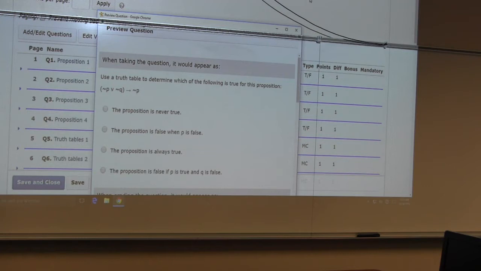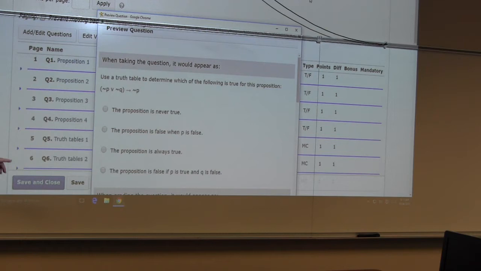So, in the answers, the proposition's never true. Well, no, we showed it's true in three cases. The proposition is false when P is false. So here's where we said the proposition is false, and P's true over here in that row. The proposition is always true? No. The proposition is false if P is true and Q is false. Well, here's where P is true and Q is false, and the proposition is false. So the proposition is false when P is true and Q is false.